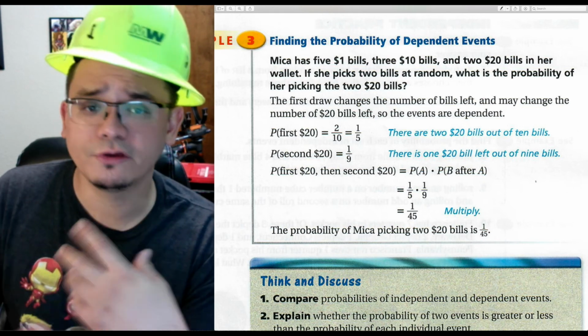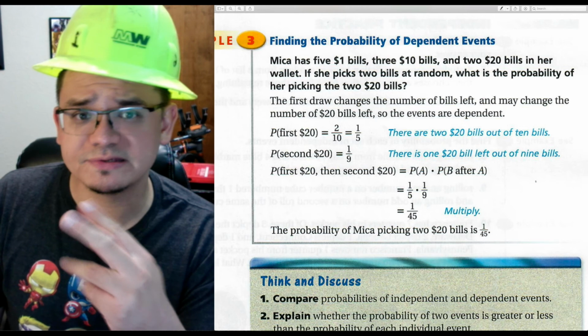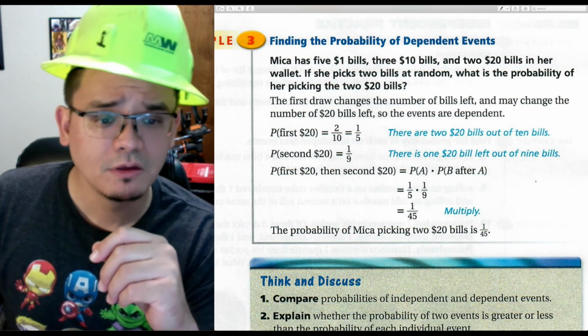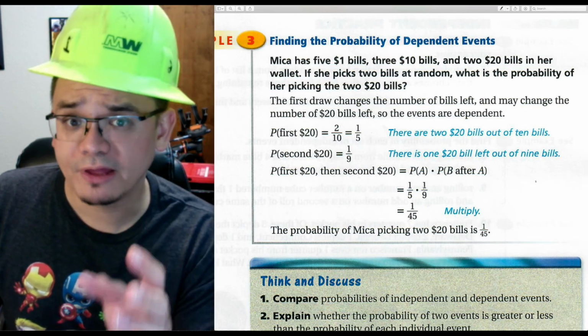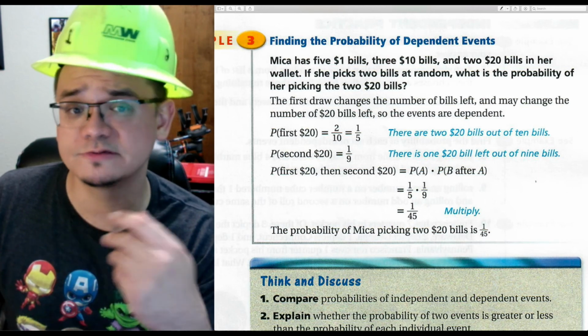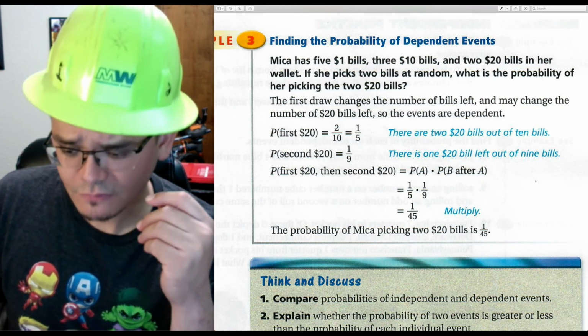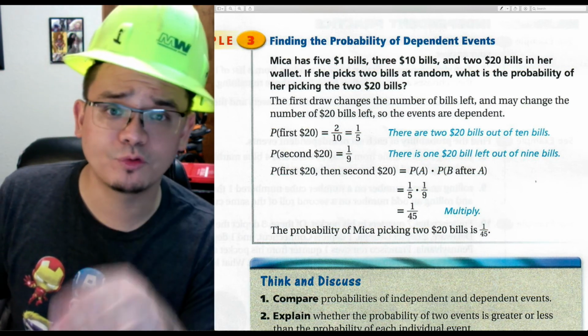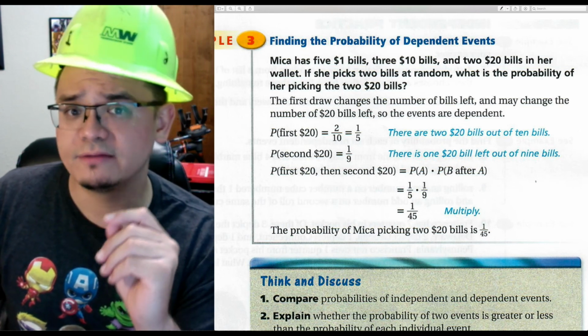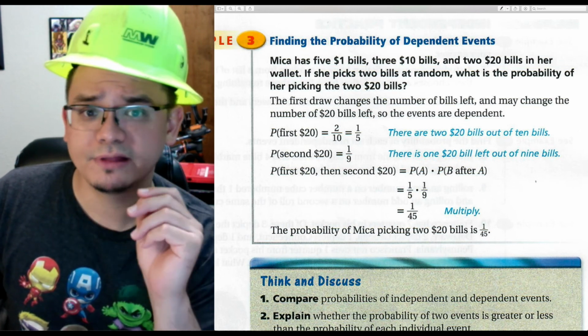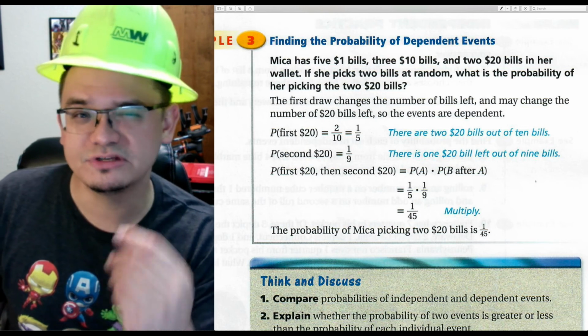And so in order to figure out the absolute probability of both of these events happening at the same time, we have to take 1/5 multiplied by 1 over 9. That gives us 1 over 45. So she has a 1 out of 45 chance of just randomly reaching into her pocket and pulling one bill out after another and having them both be 20s.